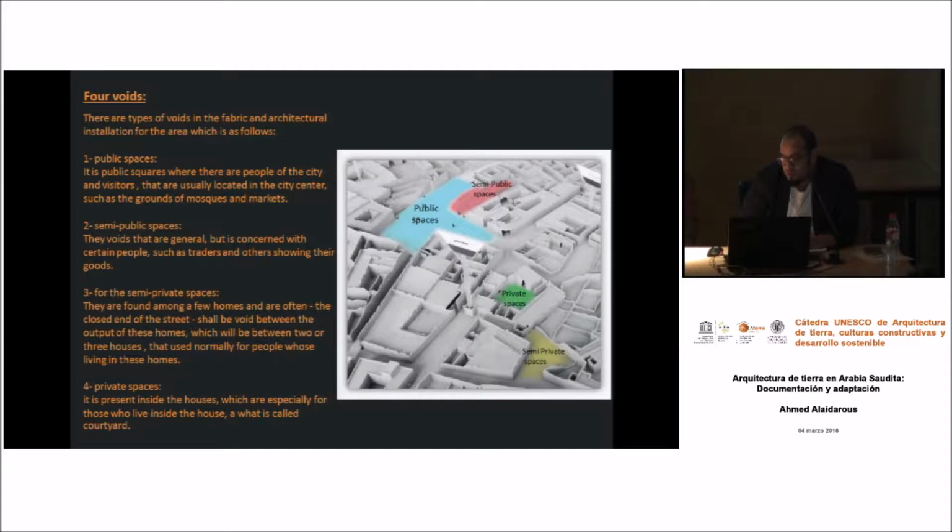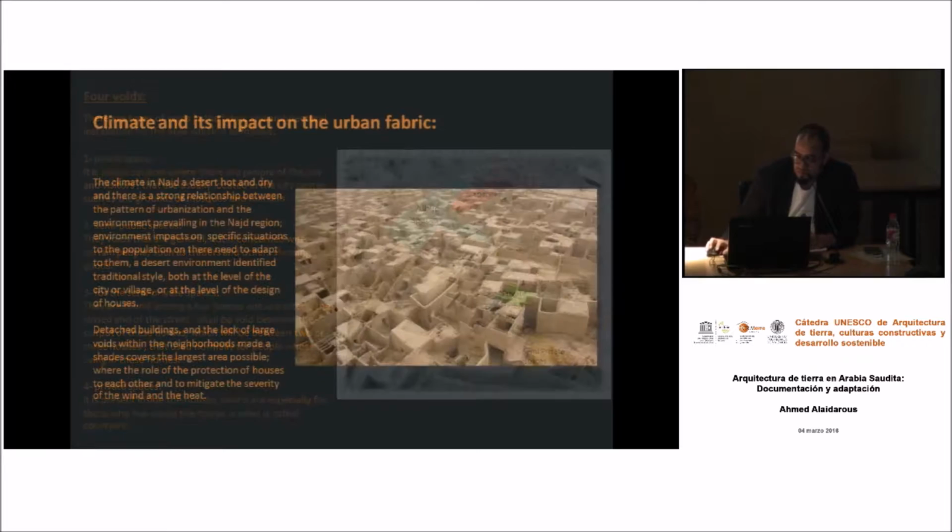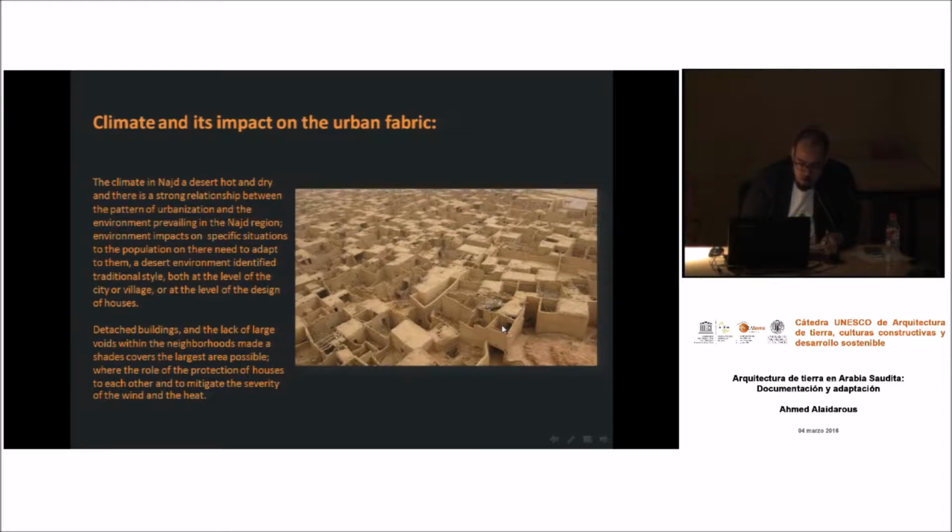And semi-private space, which is located normally around the 3 houses or 4 houses, and used only for these families. And the private space, which is located in the interior courtyard in the house. So there is a strong relationship between the pattern of the urbanism and environment of the desert.